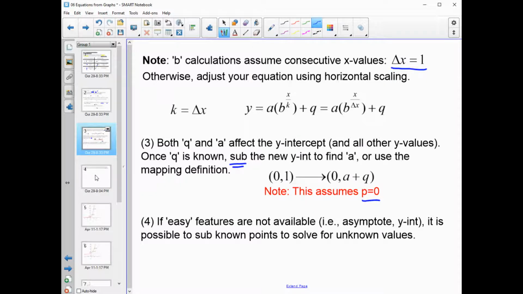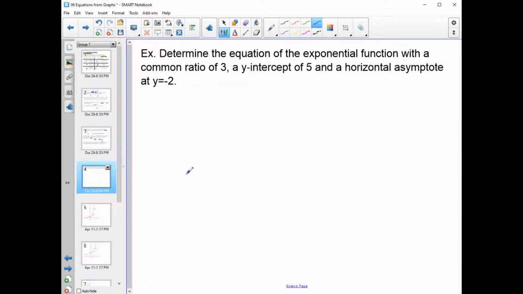But before we dive into complex examples, let's look at about the easiest example that you could start with when you're doing something like this. And here I have a description. I want the equation of an exponential function. It has a common ratio of 3. So we're basically just reading information from this description. It has a y-intercept at 5, which means that there is a point at an x-coordinate of 0 and a y-coordinate of 5. And it has a horizontal asymptote at y equals -2.